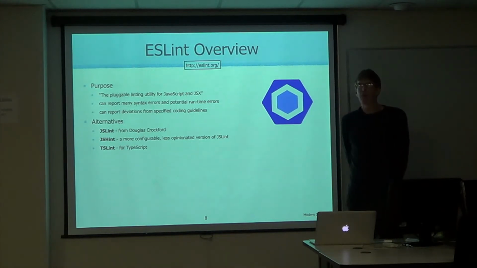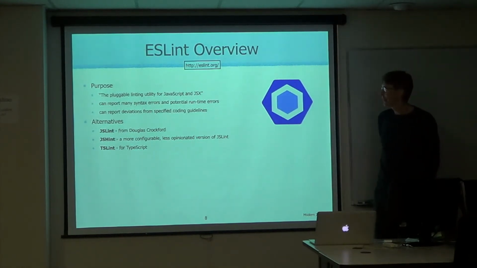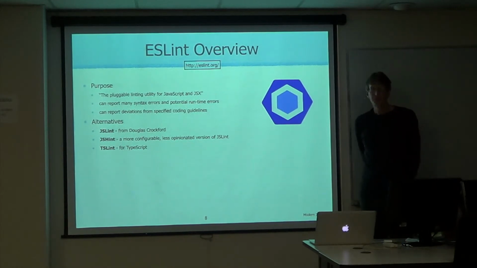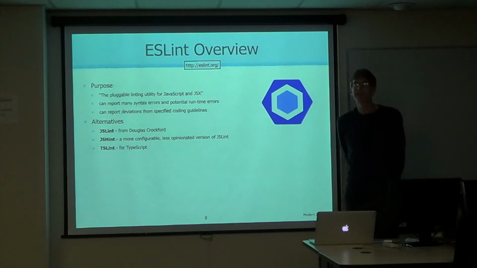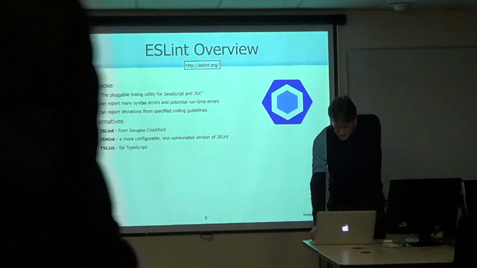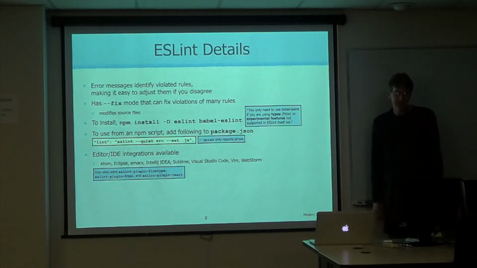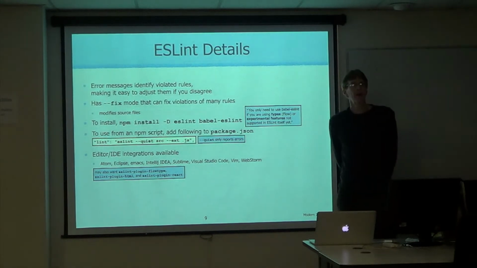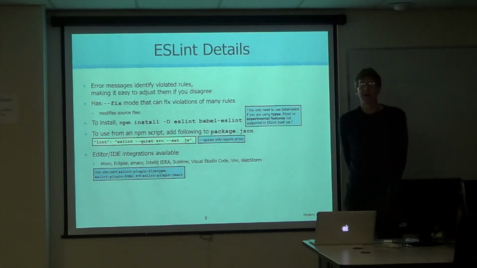JSHint got popular because it was more configurable than JSLint. But then ESLint came along and had so many more options, and people were writing plugins for ESLint. And so at this point, it is so much more powerful than any of the other options. If you happen to be working in TypeScript, then you could use TSLint instead. So some details about ESLint. When it outputs an error message of something you violated, it not only gives you the message, but it tells you the name of the rule.